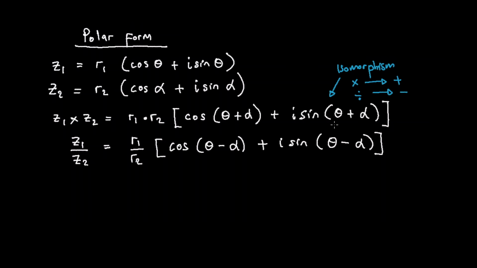So when we are multiplying, we see that these two angles theta and alpha are going to be added. When we are dividing, we see that the two angles are going to be subtracted, but the plus stays as it is. So that is it with the polar form, regarding simplification of multiplication and division. Let us now look at the exponential form.